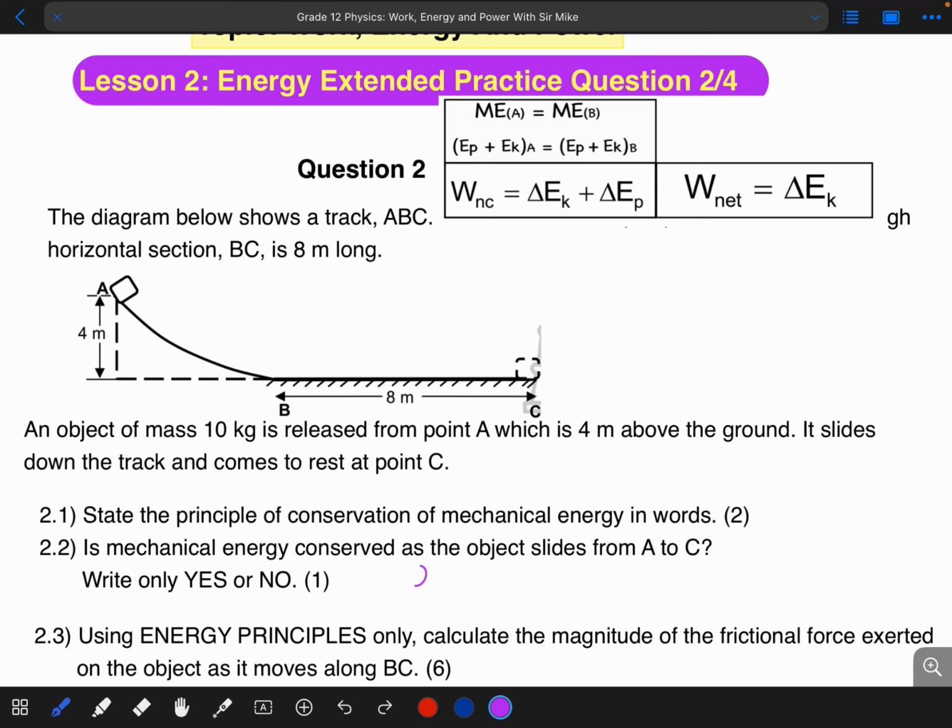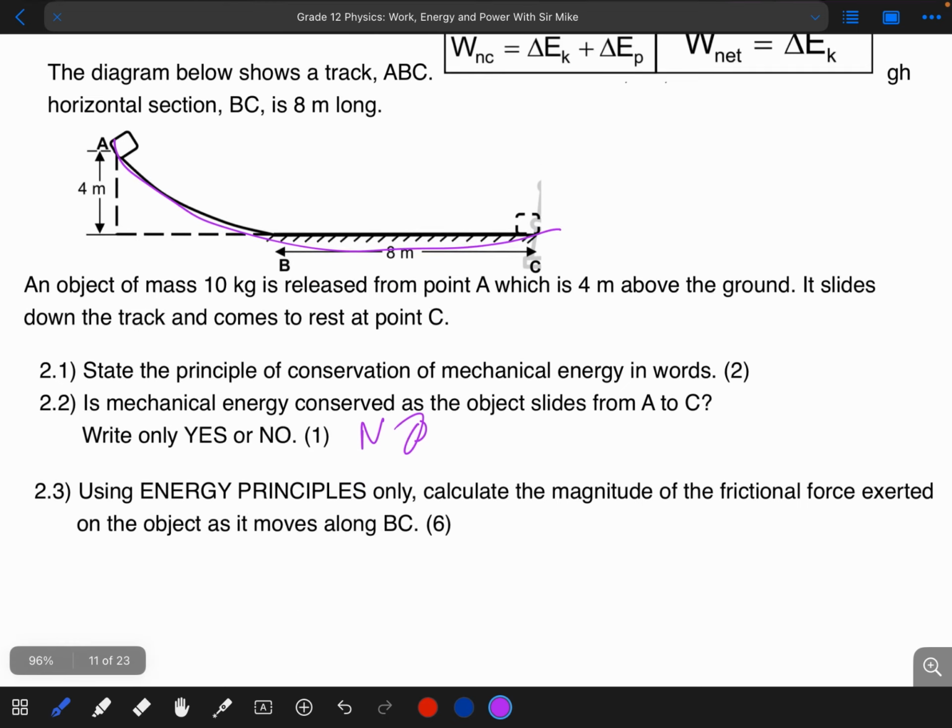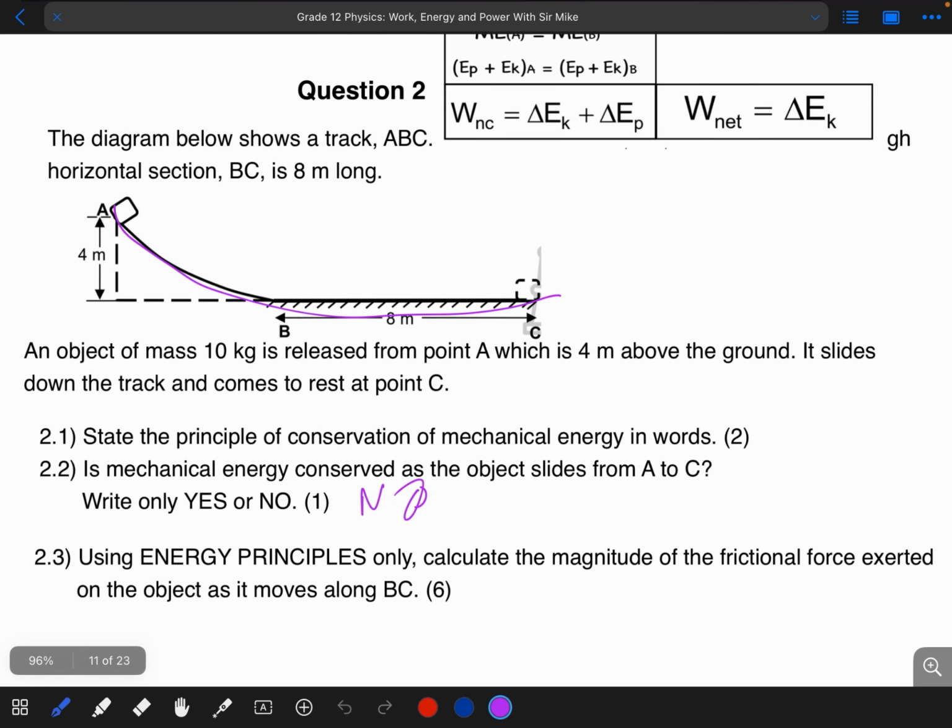For 2.2, they ask: is the mechanical energy conserved as the object slides from A to C? The answer is no. The reason is that we can only say the mechanical energy is conserved between point A and B, but on this entire section we cannot, because between point B and C we have a non-conservative force, which is the frictional force.